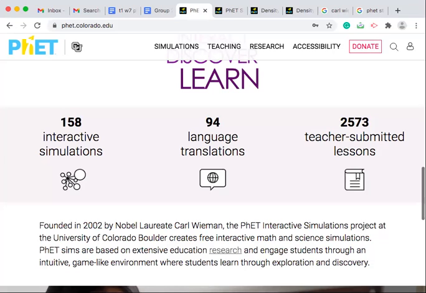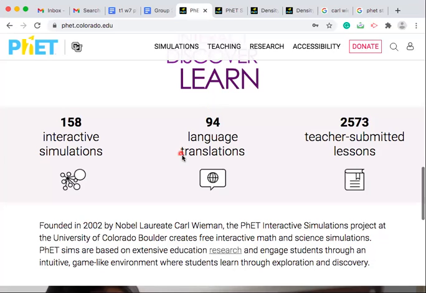First, the Phet website was an acronym when they first developed it. It stands for Physics Education Technology, because at the very beginning they were dedicated only to physics simulations. Now they have a very wide range, from math to chemistry and physics, and also biology simulations.